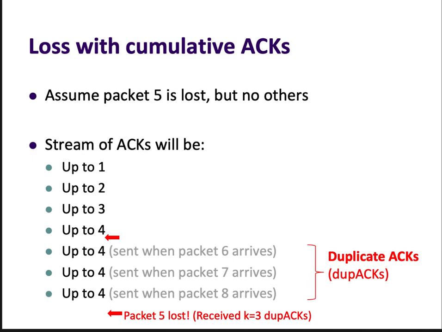Yeah? As someone already pointed out, there's a hitch here with cumulative ACKs. I got 3 duplicate ACKs. It tells me that the receiver received 3 packets, but I don't know which packets these are. I don't know that it was 6, 7, and 8. It could have been 7, 8, and 9, for all I know. We don't know. We're going to have to deal with this.